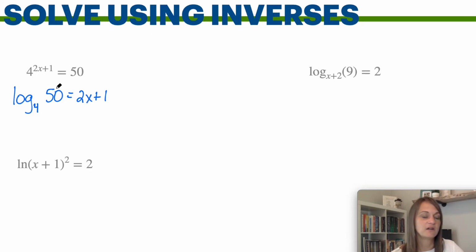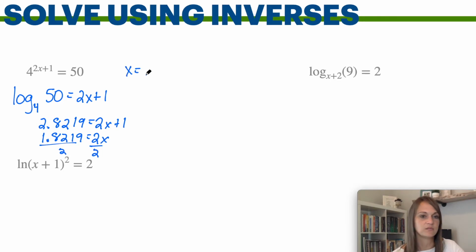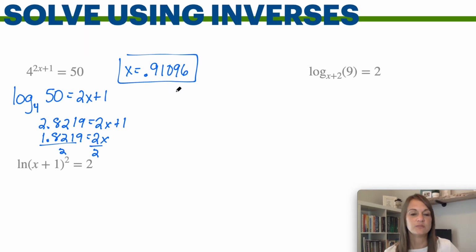So now log base 50 of 4 is 2.8219, and so to solve, we're going to subtract 1 to get 1.8219. And now we're going to divide both sides by 2, and we should get 0.91096. Now, obviously, we do not need that many decimals, so depending on what the directions call for in rounding, you would round it to that number.